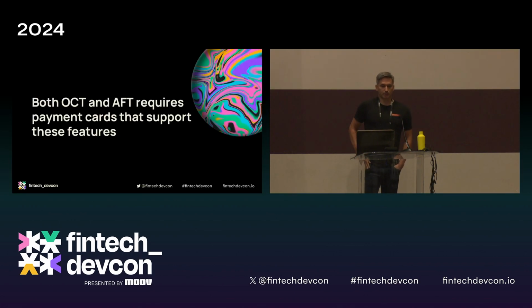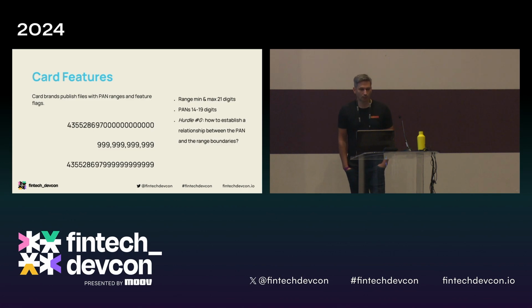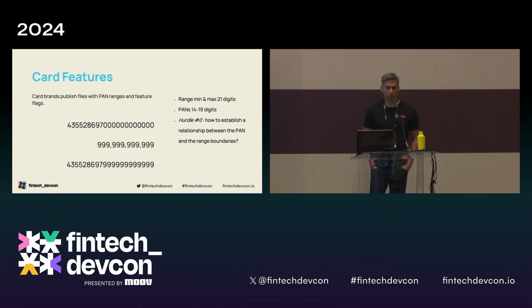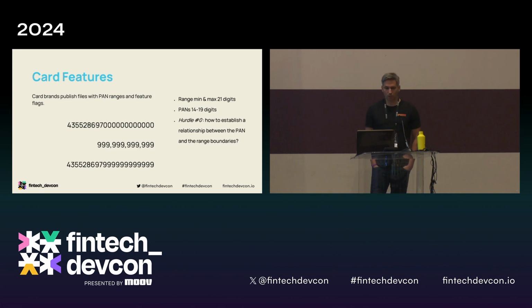So both of these technologies, OCT and AFT, actually require payment cards that support these features. So the question is, how do we know if a payment card supports these? And so this is where card features come into the picture. Card brands publish files with PAN ranges and feature flags. PAN is just the account number that's printed on the card, and such a range looks like what you can see on the screen here.